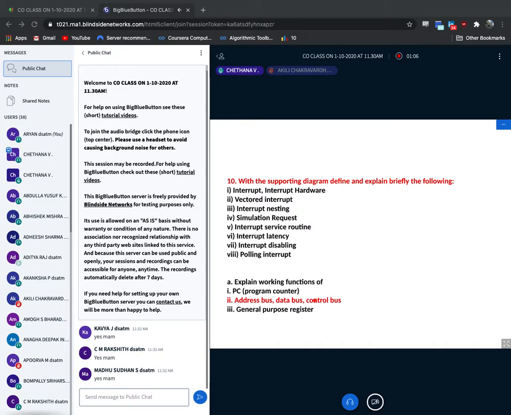That one question I had not covered in the previous first module. It was in the second module, so this question was left out. And one more question, that is: write the supporting diagram, define and explain briefly the following. Wherever a diagram is required, you have to draw it. Everywhere you need not draw the diagram, but wherever required, you are supposed to draw the diagram and explain. That's today's topic which we are going to discuss.